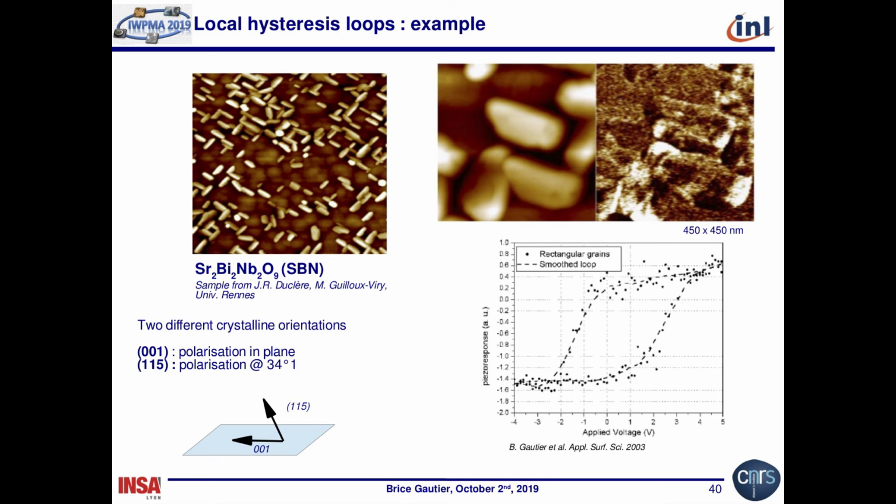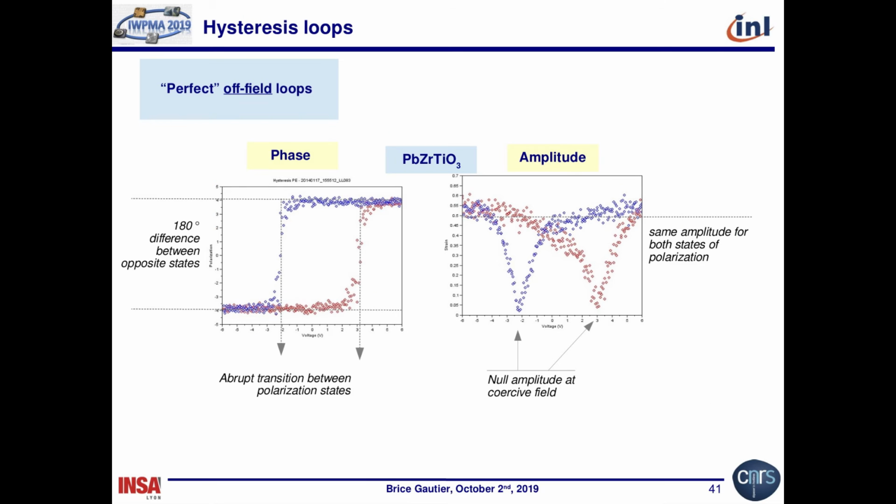Well, okay, the hysteresis loops are very useful, because if you have a sample like this, this part has no vertical polarization, and this part has a vertical polarization, and of course you have hysteresis loops in this area and not in this area. This is obvious. Let's do something else. This is the perfect off-field loop. I already presented it. Very square for the phase, and the same level of amplitude for the two states, this one and this one. And of course, this is the sense, and this is the right sense there. I should have indicated it. And you have zero amplitude there and zero amplitude there. This is not exactly the case for that.